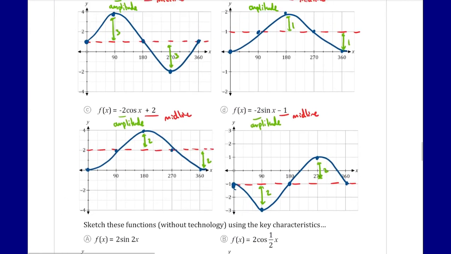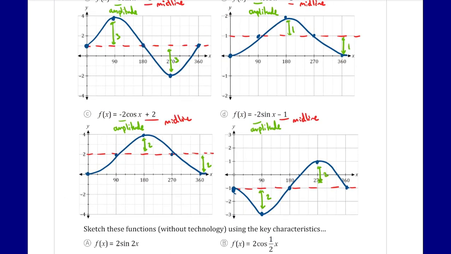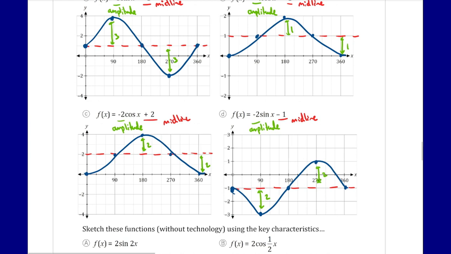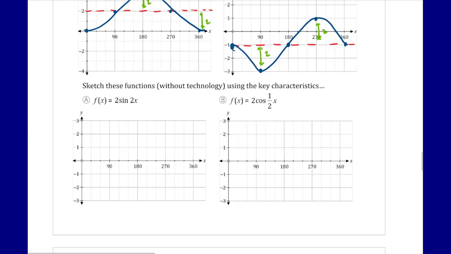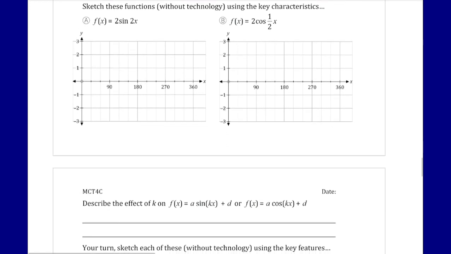So again, it is very helpful to understand the base functions to allow us to visualize what these changes are. Now, the next one is going to get trickier. These transformations will be trickier because now we're going to deal with some horizontal changes. So let's sketch these functions using the key characteristics, using what we know. So 2 sine 2x. We already know the 2 tells us the amplitude.